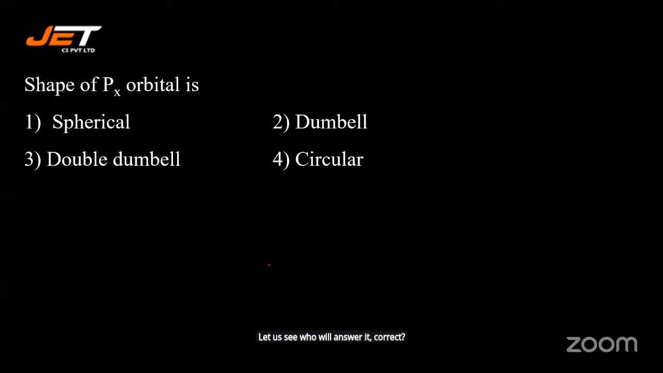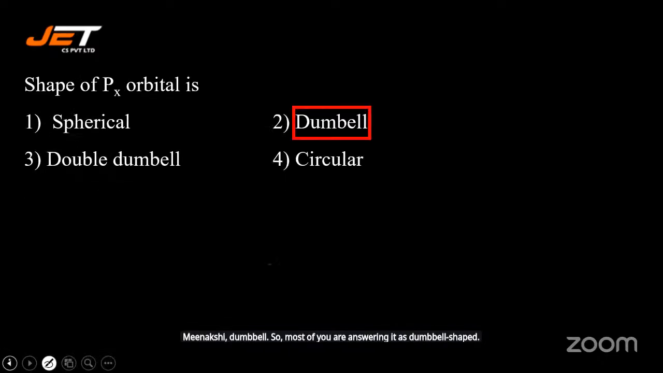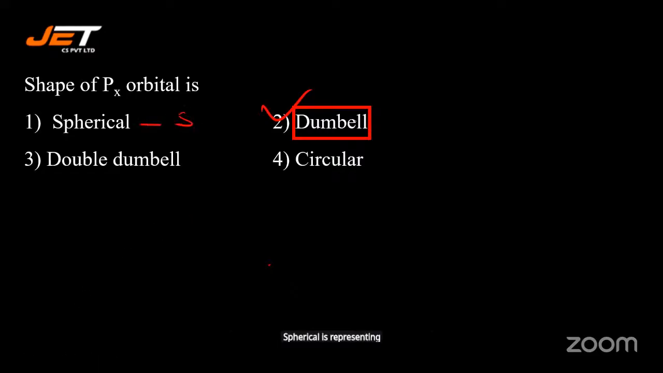Shrutasya. Option 2, that is dumbbell. Harsha. Option 2. Meenakshi, dumbbell. So most of you are answering it as dumbbell shaped. Yes, that is the right option. Dumbbell is the shape. Spherical is representing s orbital. Dumbbell is for p orbital. Double dumbbell d orbital. Okay, SPDF లో మనకి SPD will represent these structures.